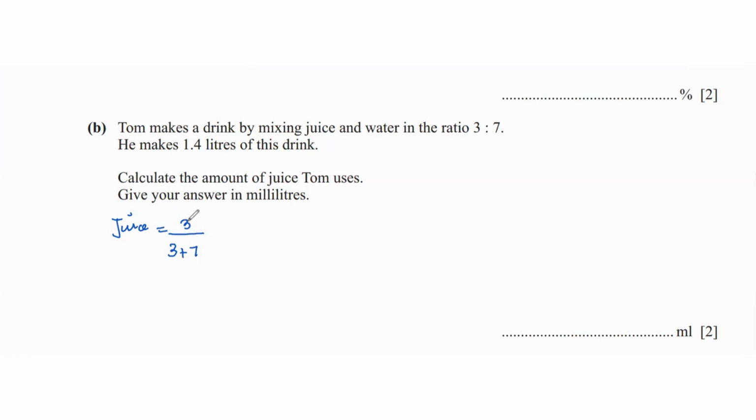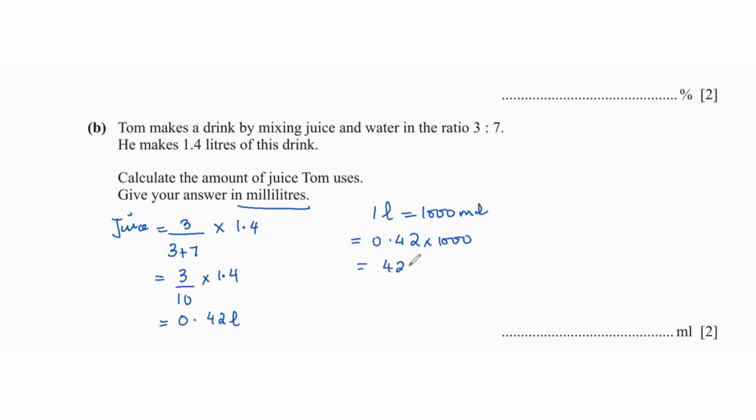So 3 over 3 plus 7, and then we times this by 1.4 because that is the quantity of the drink. So that's 3 over 10 times 1.4, which is going to give us 0.42 liters. They want the value of the amount of juice in milliliters. 1 liter equals 1,000 milliliters. So we do 0.42 times 1,000, and that's going to be 420 milliliters. That's your answer.